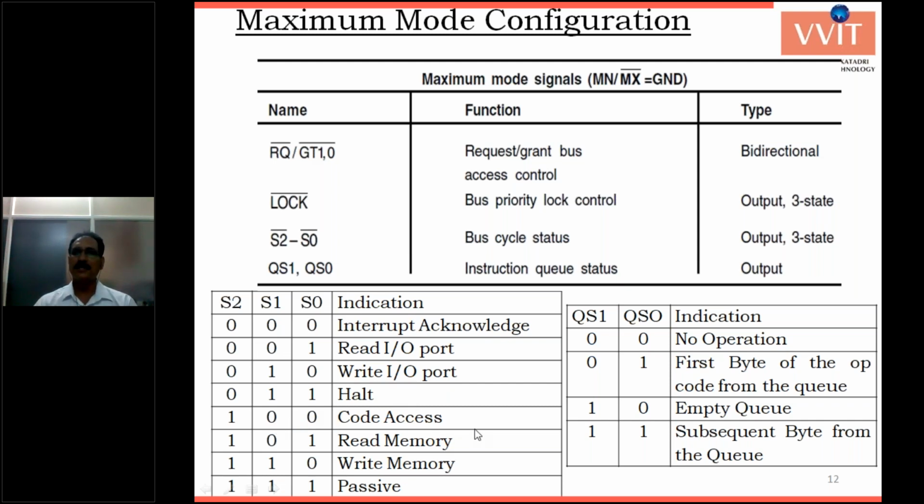1, 0, 0 is code access from the memory. 1, 0, 1 is read memory. 1, 1, 0 is write memory. 1, 1, 1 is passive, there is no function. These control signals are generated by the 8288 with the help of S0, S1 and S2. The 8288 is the bus controller of the maximum mode. It is an additional interfacing device.